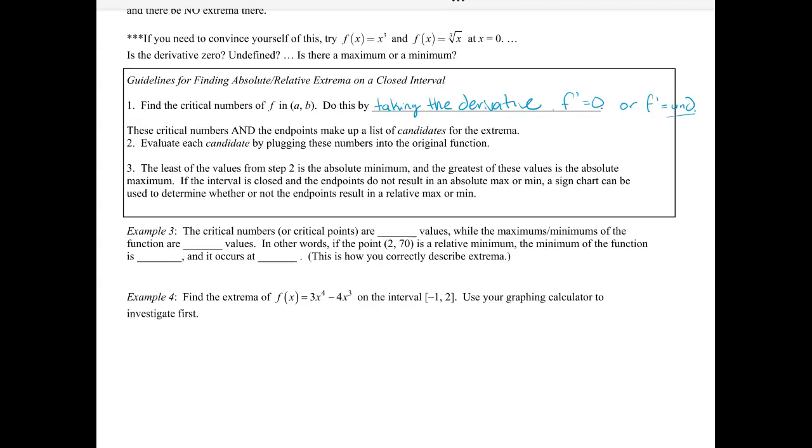Alright, the critical numbers are the x values, while the max or minimum values of the function are the y values. I kind of already touched upon that. In other words, the point (2, 70) is a relative minimum. The minimum of the function is 70, and it occurs at x equals 2, or just 2. Most times I put x equals 2 because it bothers me.